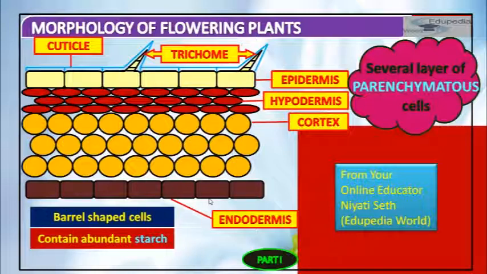The cells are richly deposited with starch grains. So you can say that it contains abundant starch, and hence endodermis is commonly described as a starch sheath. This is what it is.